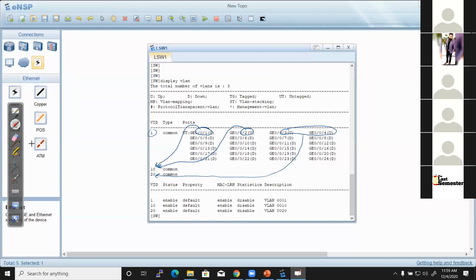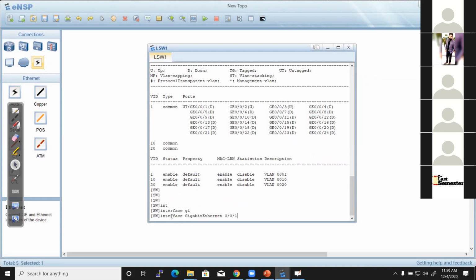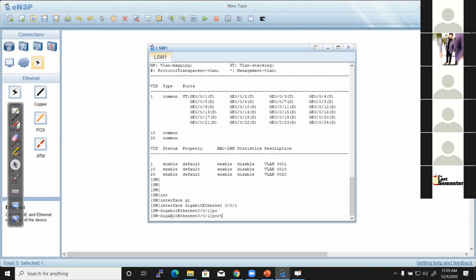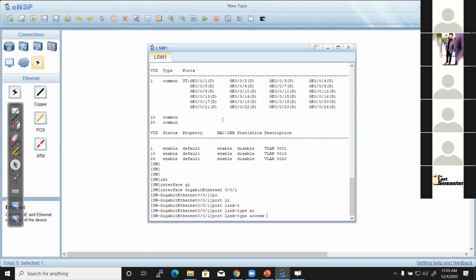All right, so how can we do that? This is very simple. We'll go to the first interface, GigabitEthernet 0/0/1, and you need to write two commands. First, port link-type access. Why am I saying this? Right now I am inside the interface, which means inside the port. I am telling that port that your link type should be access.